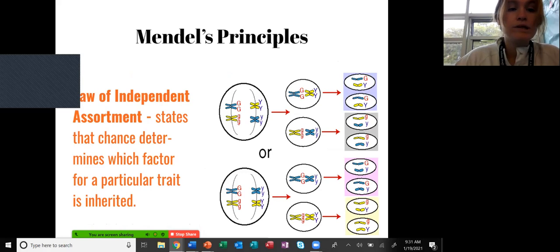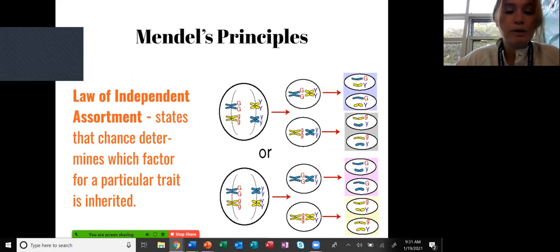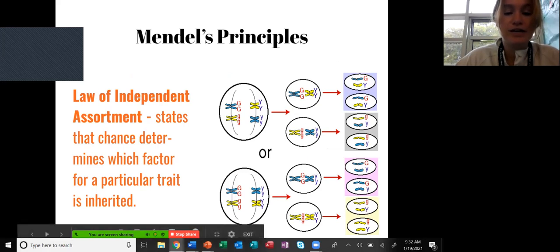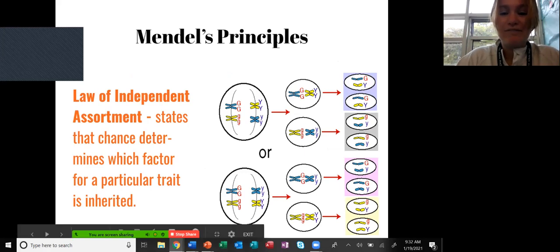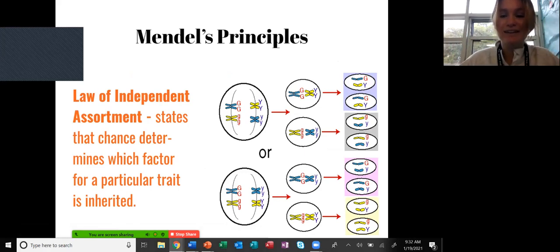The next principle we're looking at is the law of independent assortment. This states that chance determines which factor for a particular trait is inherited. So remember last week, some of you guys were asking me questions. Well, how do you pick? It's all by chance. And this is called the law of independent assortment. Remember that we have different ways that our chromosomes can line up when they separate into the two divisions of meiosis. And then we can also have crossing over occur, and essentially all of our gametes are going to look completely different. We just don't know what's going to happen. It's all by chance.